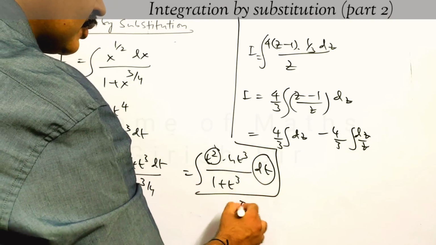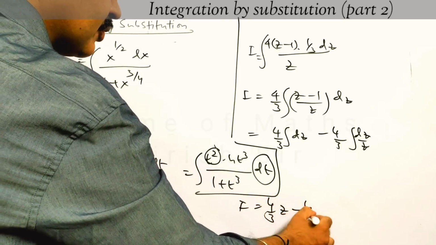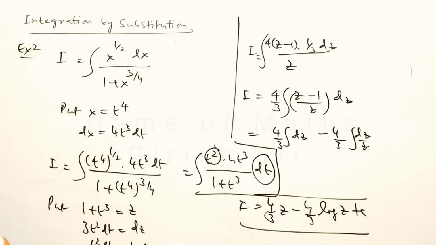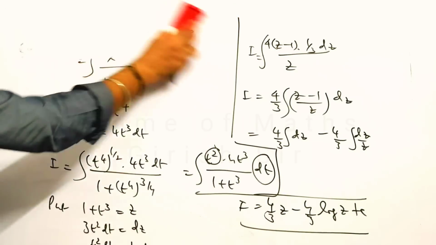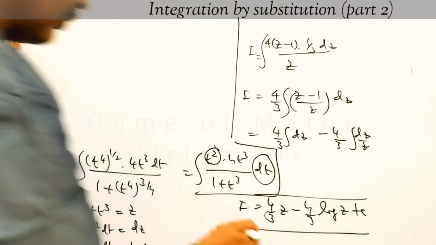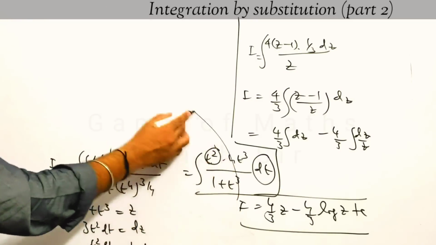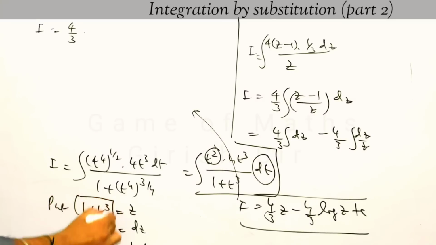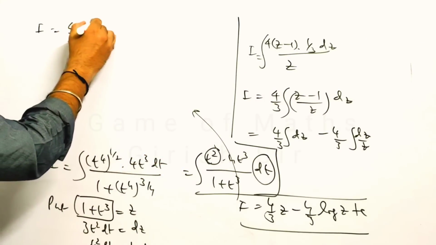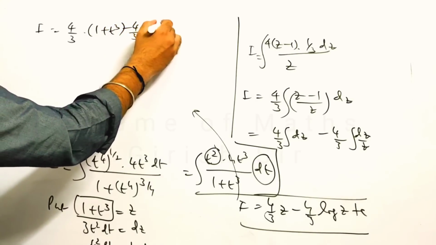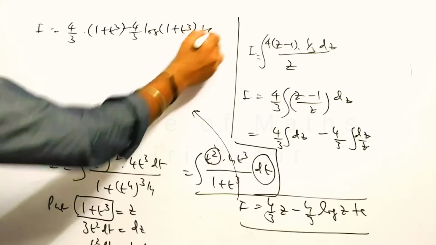Okay, so 4 by 3 z minus 4 by 3 log of z should be the answer, but we need to change the variable back to t and then to x. So let's do that. I'll write here z is equal to 1 plus t cube. I put back, this is what we get.